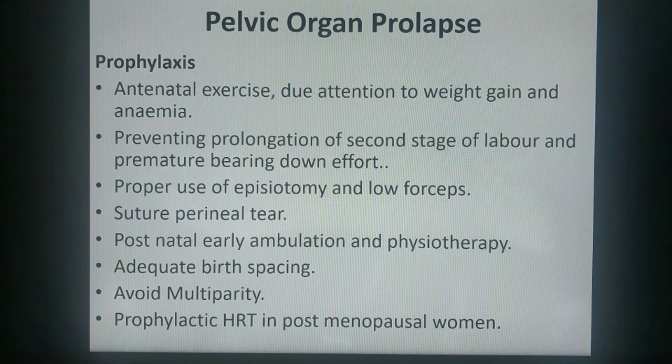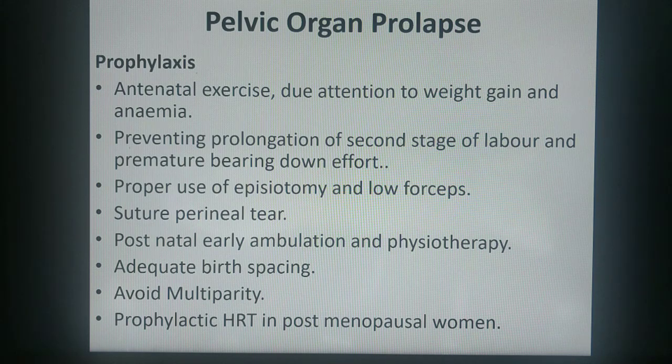So what prophylaxis should be taken in order to prevent pelvic organ prolapse? Because it is mainly related to pregnancy and childbirth, all precautions should be taken during pregnancy and childbirth. That is, antenatal exercise, due attention to weight gain and anemia, preventing prolongation of the second stage of labor and premature bearing down efforts, and proper use of episiotomy and low forceps. Episiotomy should be used where it is required. It is not mandatory in all cases of delivery.